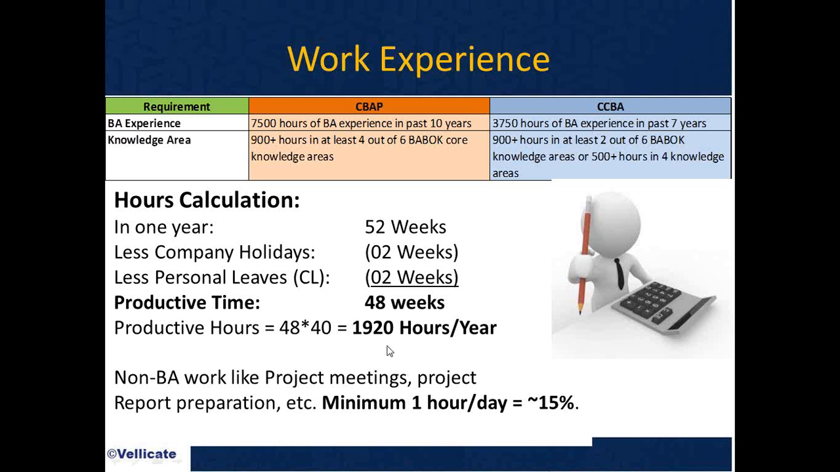So if we reduce 15% from the number of hours, then 85% of 1920 is 1632 per year. So this is the time that we have every year, 1632 hours. Our advice is, do not exceed 1632 hours per year.